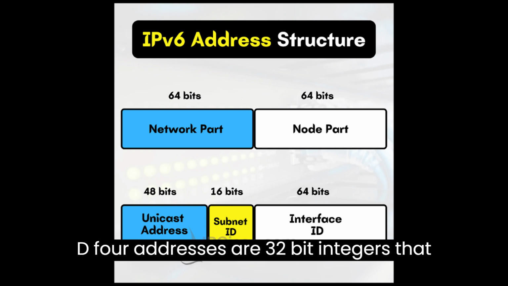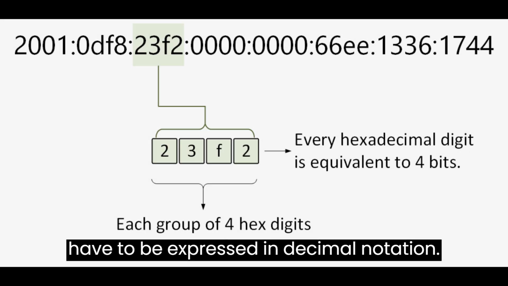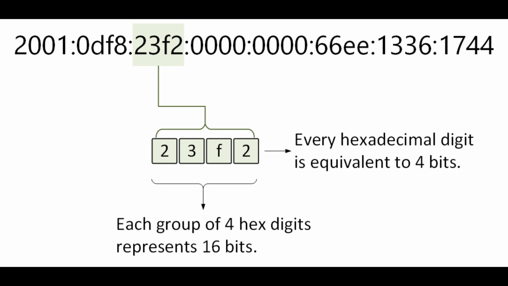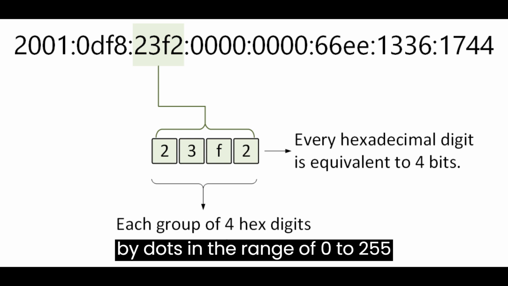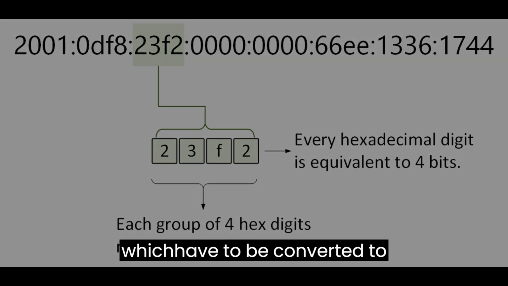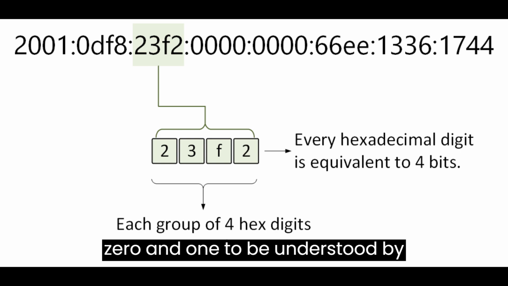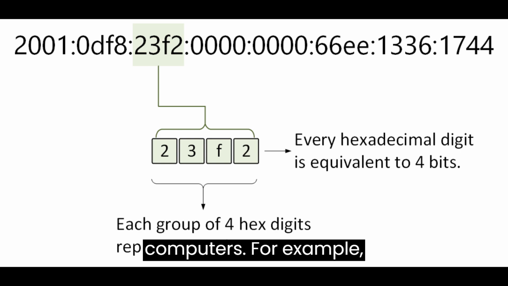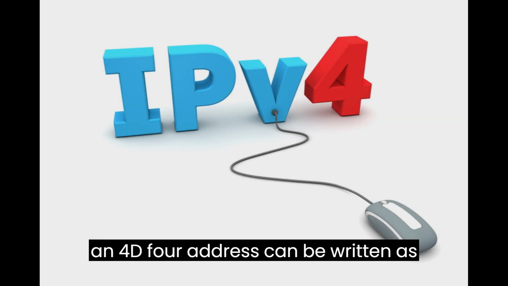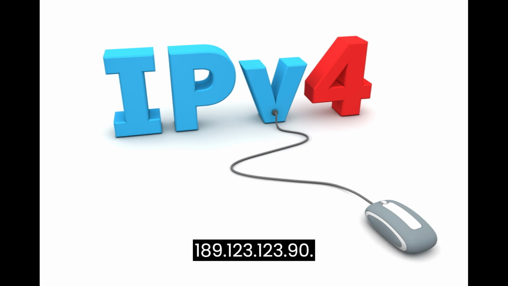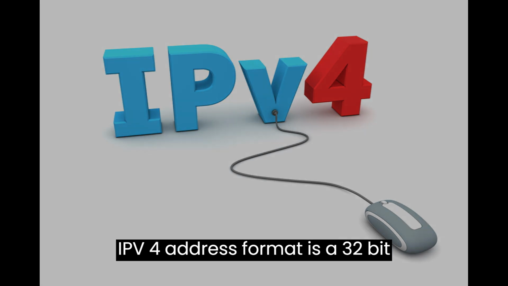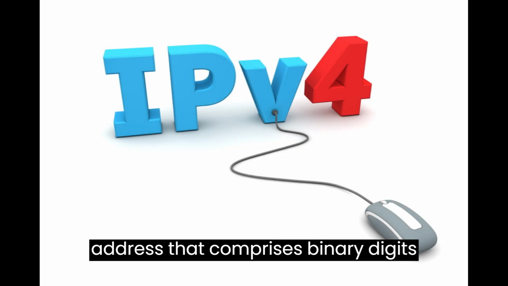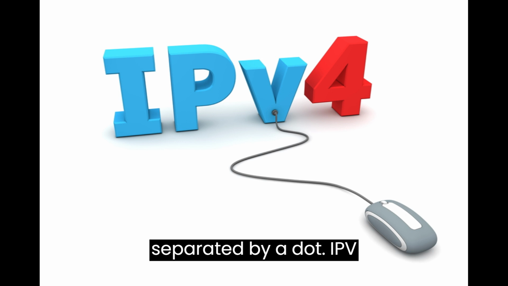IPv4 addresses are 32-bit integers expressed in decimal notation. An address is represented by four numbers separated by dots, in the range of 0 to 255, which have to be converted to 0s and 1s to be understood by computers. For example, an IPv4 address can be written as 189.123.123.90. The IPv4 address format is a 32-bit address that comprises binary digits separated by a dot.